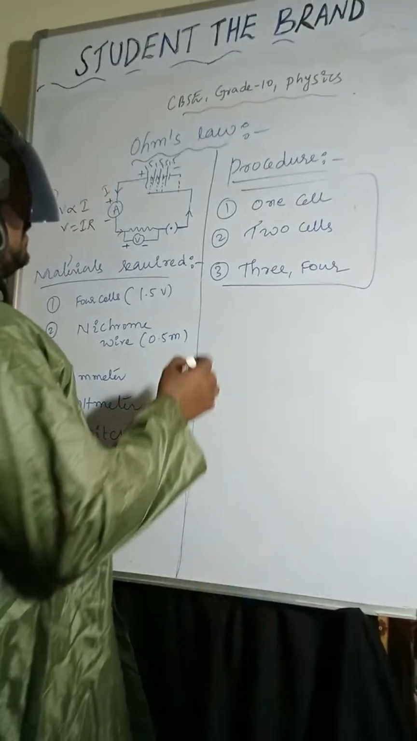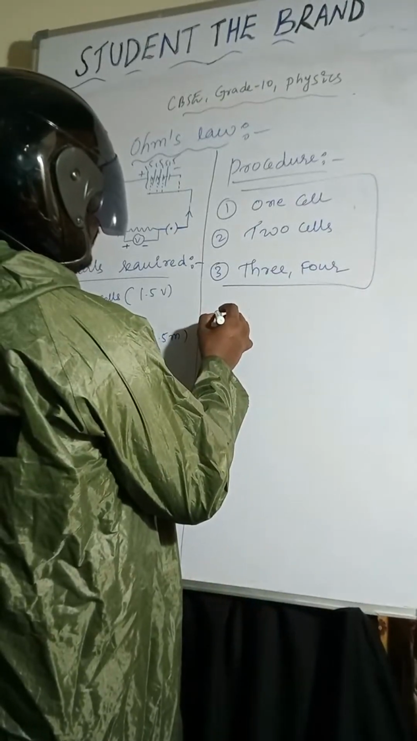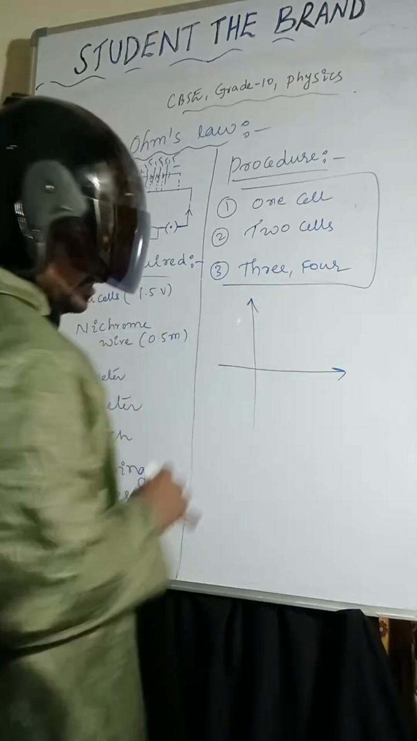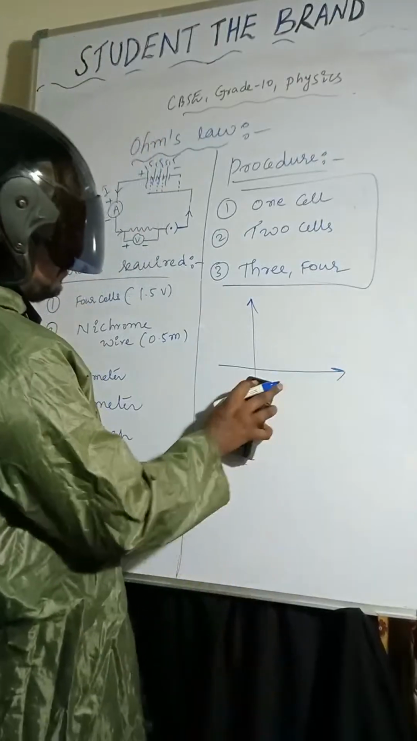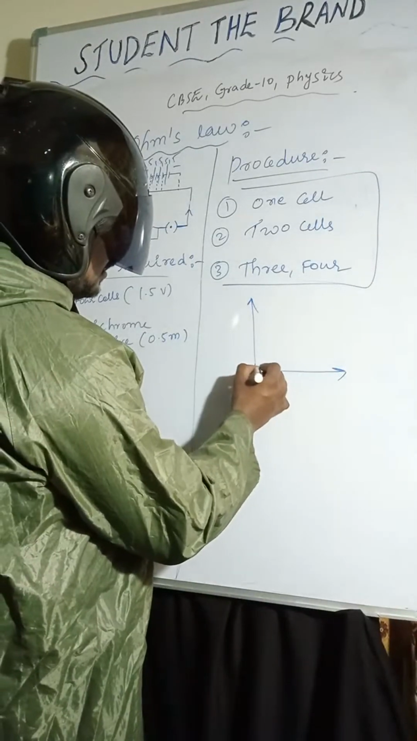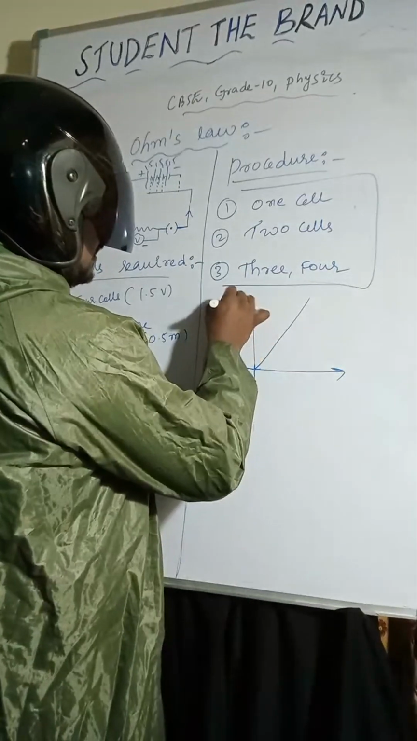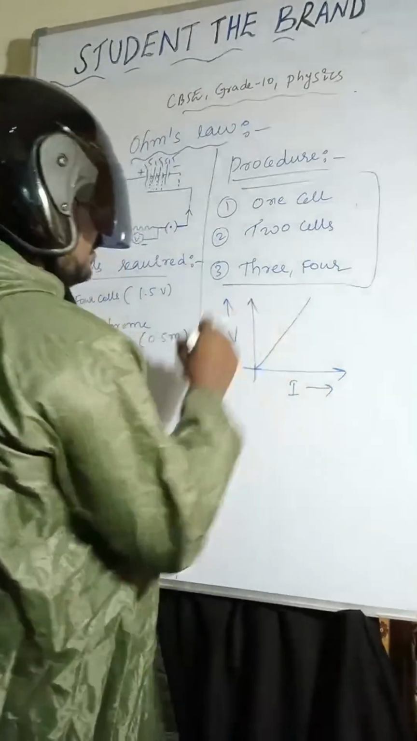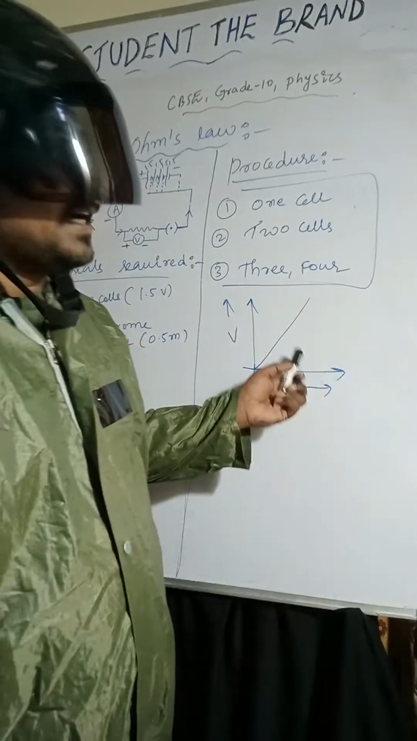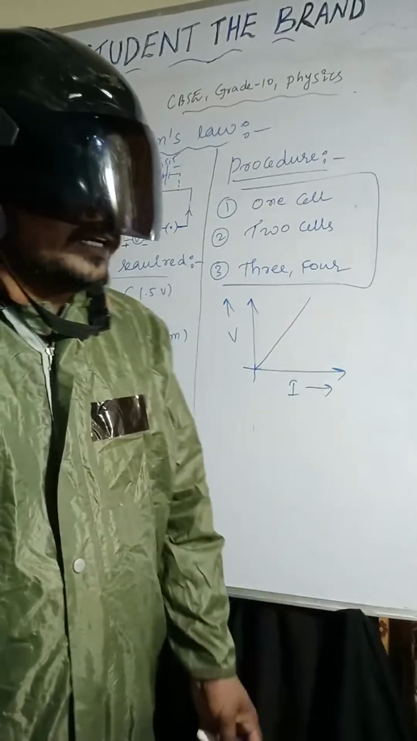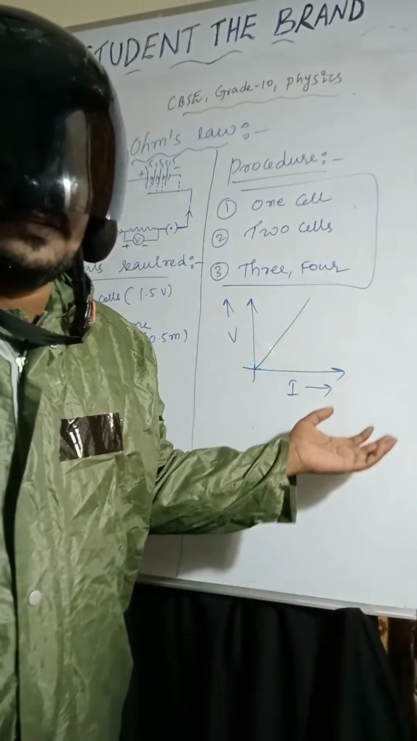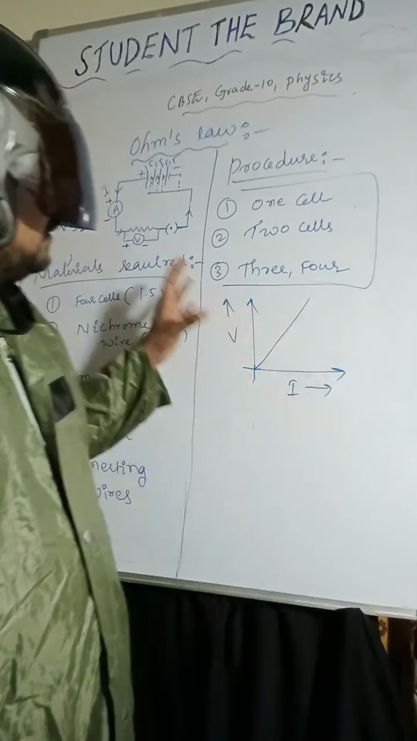Next, coming to the graph. If you draw the graph for V and I, the graph is linear, with V on the y-axis and I on the x-axis. So for which conductor? Ohmic conductors. The conductors which obey Ohm's law are called ohmic conductors.